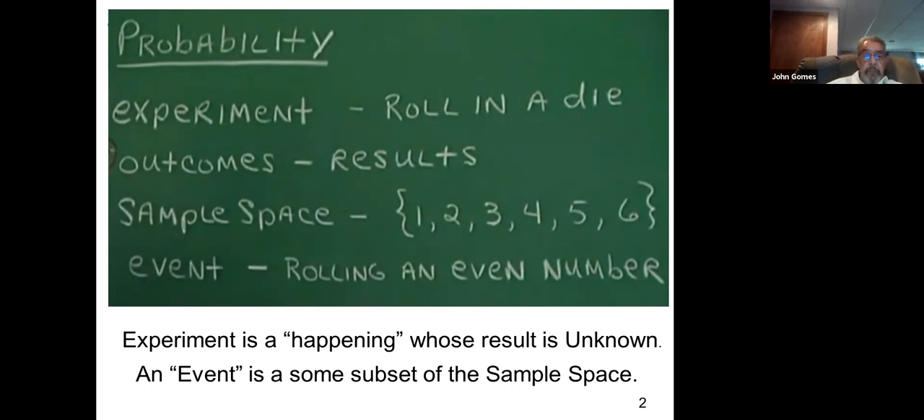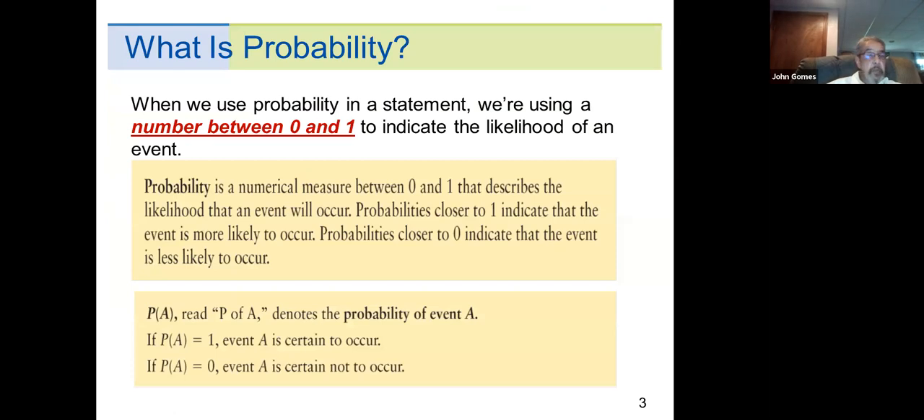All right, experiments, outcomes. Here's the key thing with probability. Probabilities will always be a number between 0 and 1. You can't have a probability of an event being a negative number, and a probability of something happening can't be bigger than 1. 1 is a sure thing. 0 means that thing cannot happen. Probabilities range between 0 and 1. They're never negative, and they're never bigger than 1.